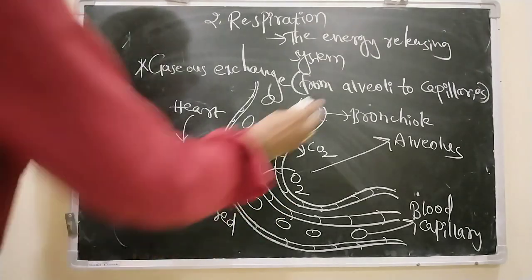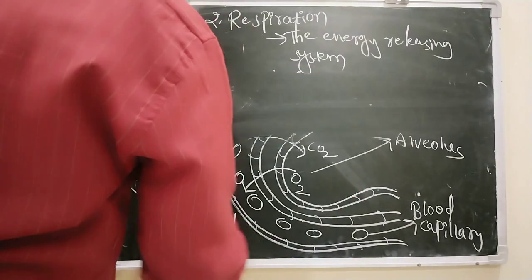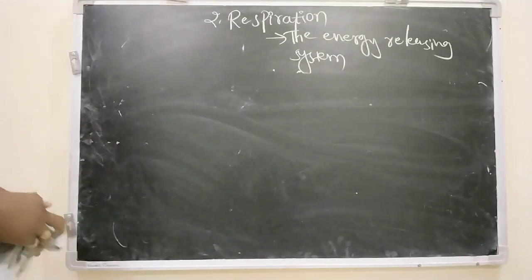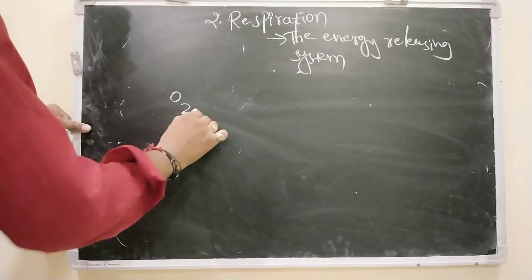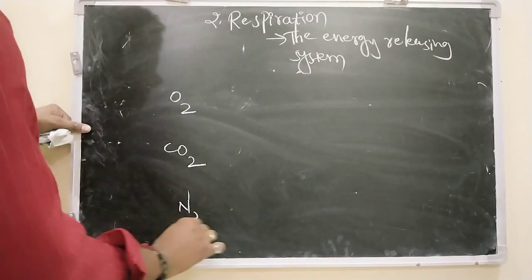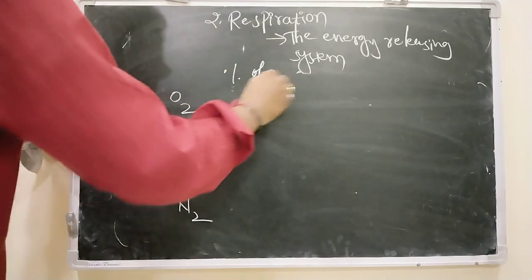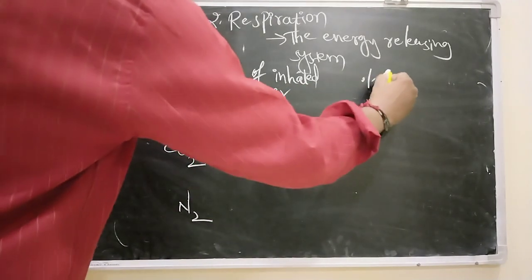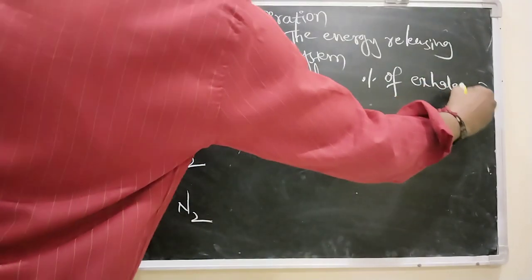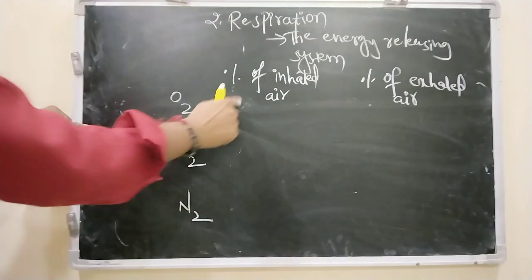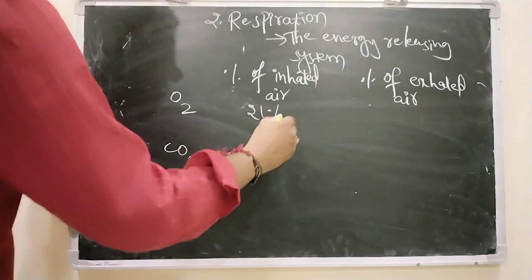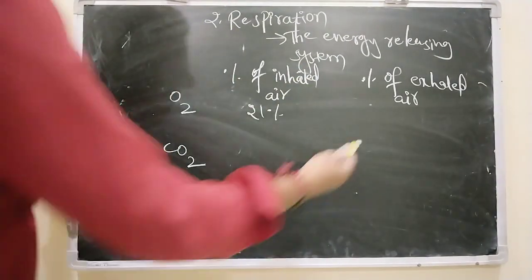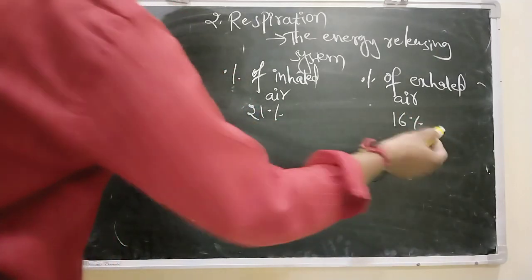Whenever this process happens, there is a change in the percentage of composition of inhaled air and exhaled air. For example, this is oxygen, this is carbon dioxide, and this is nitrogen. Percentage of inhaled air, percentage of exhaled air. The air which is going inside contains 21% oxygen, and during exhalation, the air coming outside contains 16%, meaning decreasing.